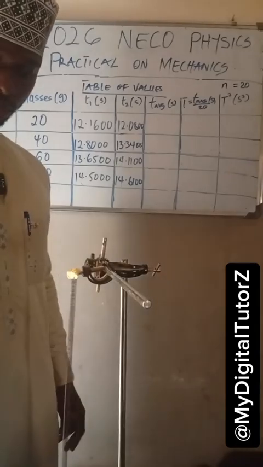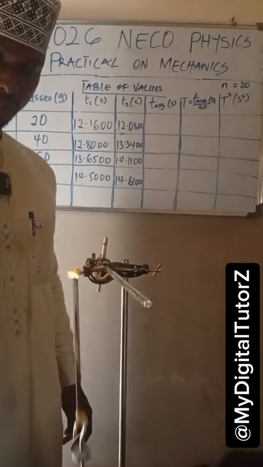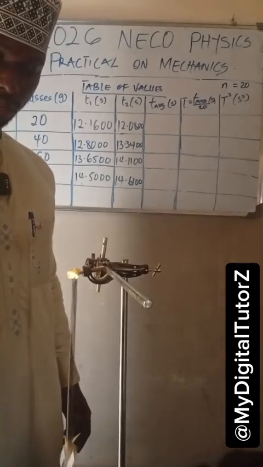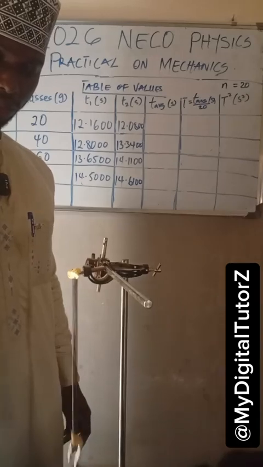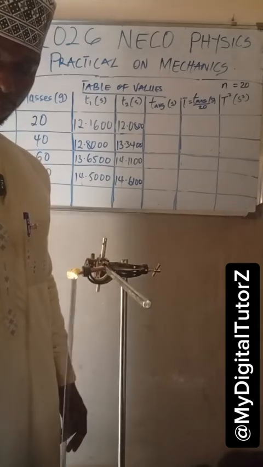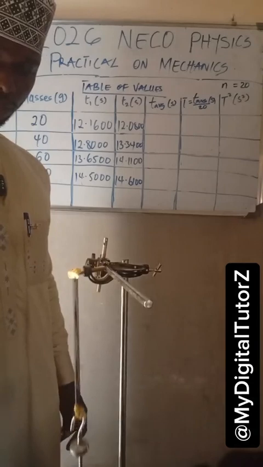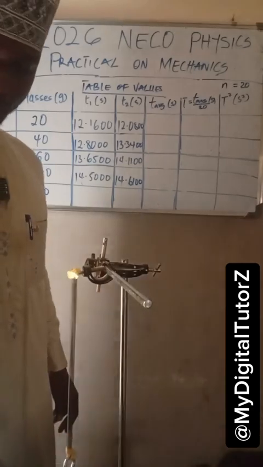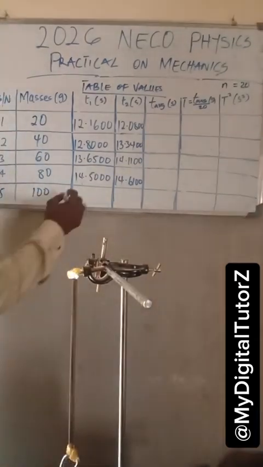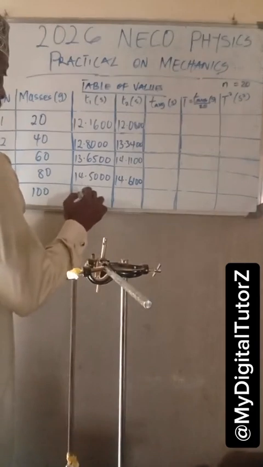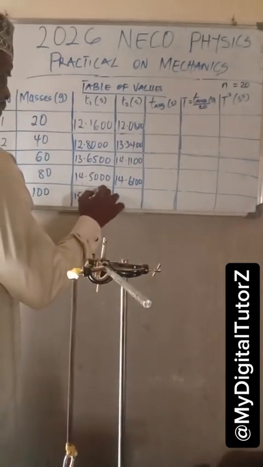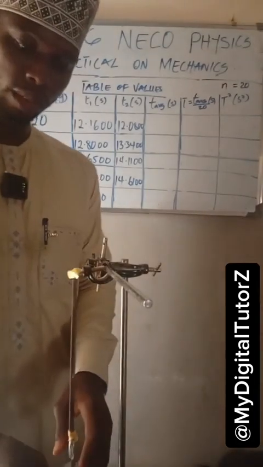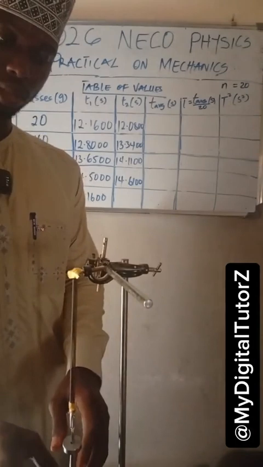1, 2, 3, up to 20. So here I have 15.1600. So the last one, all right.